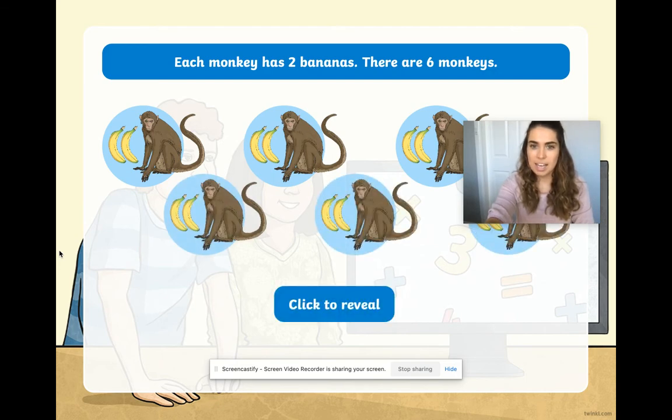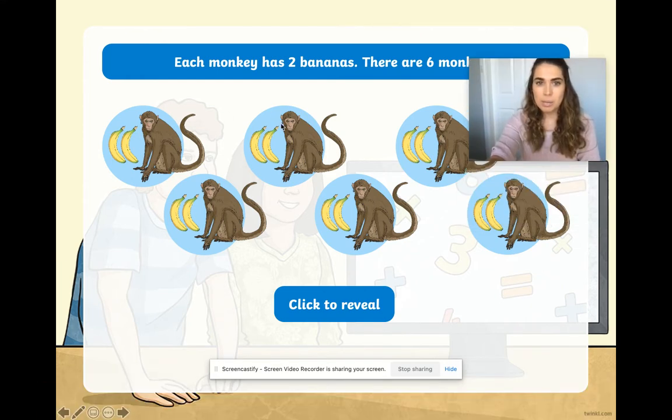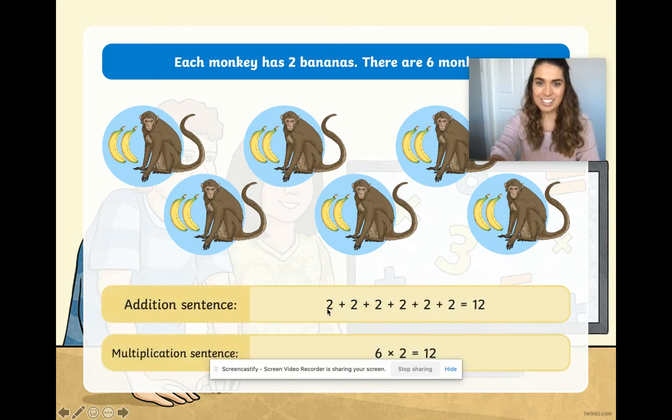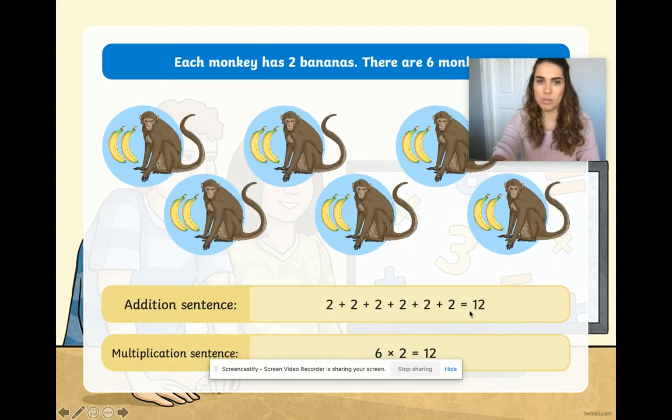Each monkey has 2 bananas. There are 6 monkeys. What plus what plus what plus what plus what plus what would tell me how many bananas there are? I've got 2 bananas in each picture. So I'm going to go 2 plus another 2 plus another 2 plus another 2 plus another 2 plus another 2. And it will look like this. 2 plus 2 plus 2 plus 2 plus 2 plus 2 equals 12.